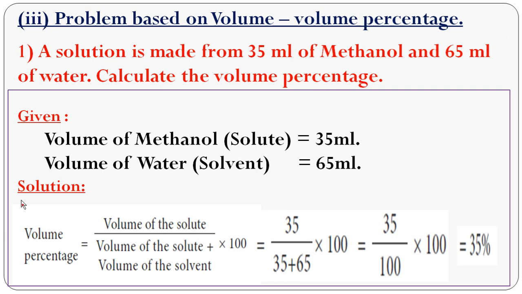And what you have to calculate? Volume percentage. So solution volume percentage is equal to volume of solute by volume of solute plus volume of the solvent into 100, that is equal to 35 by 35 plus 65 into 100. So 35 by 100 into 100, you cancel 100 and 100, you can get the answer 35%. So the volume percentage is equal to 35%.